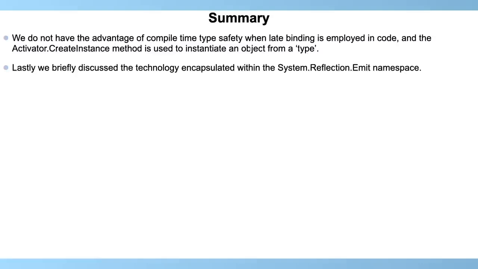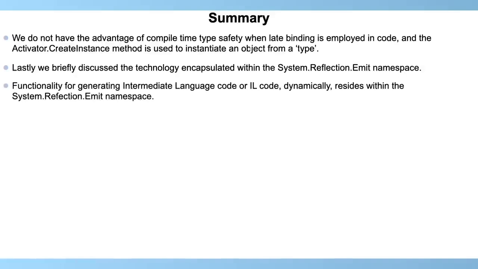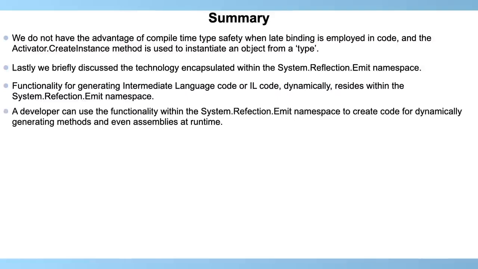Lastly, we briefly discussed the technology encapsulated within the System.Reflection.Emit namespace. Functionality for generating intermediate language code, or IL code, dynamically resides within the System.Reflection.Emit namespace. A developer can use the functionality within the System.Reflection.Emit namespace to create code for dynamically generating methods and even assemblies at runtime.